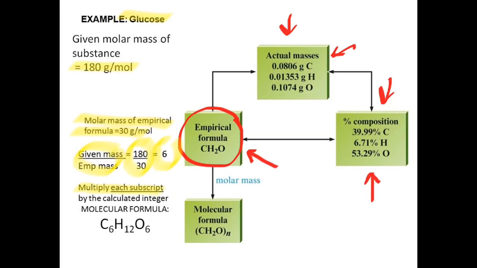So what that tells us is that we have to multiply each subscript by 6 to get the actual molecular formula. So if our empirical formula is CH2O, we multiply the 1C by 6, and we get C6. We multiply the 2 hydrogens by 6, and we get 12. We multiply the 1 oxygen by 6, and we get 6.